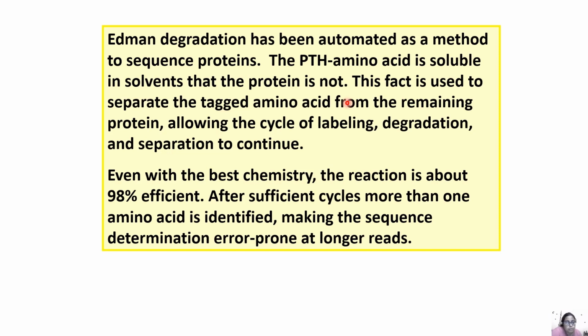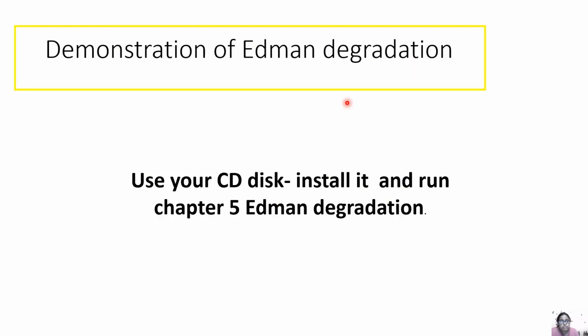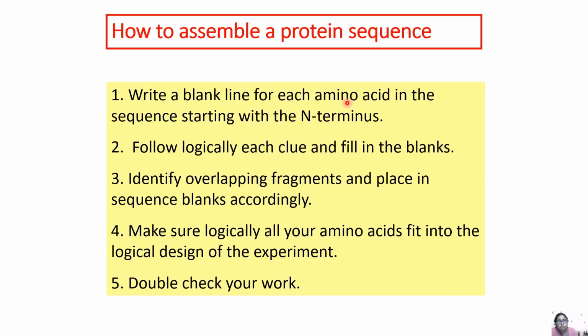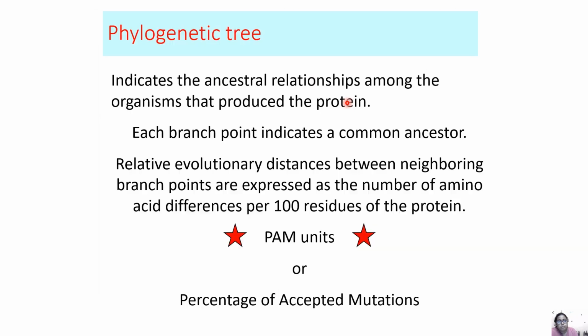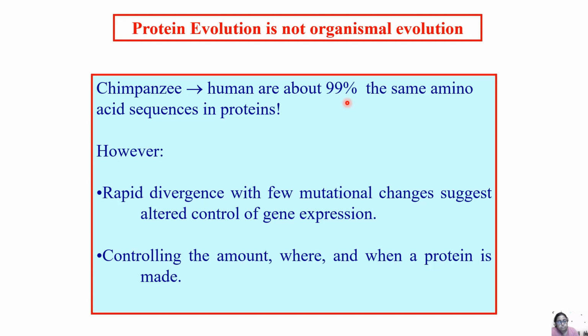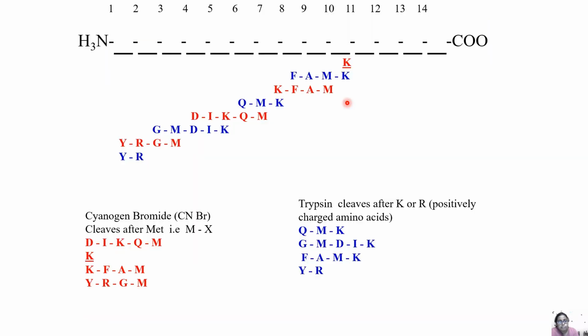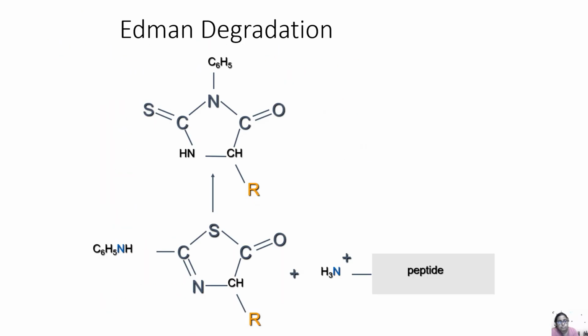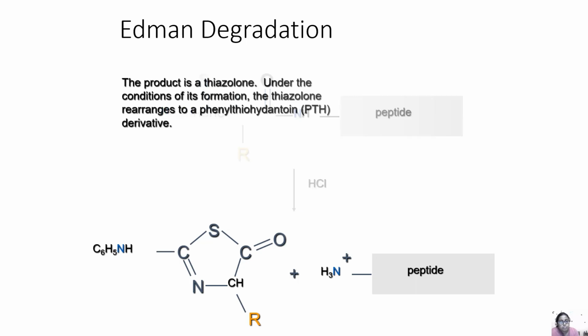After sufficient cycles, more than one amino acid is identified, making the sequence determination error prone at longer reads. So if you go back to our answer, this is the basic of Edman degradation, where the product is a thiazolone. Under the conditions of its formation, the thiazolone will rearrange to a phenylthiohydantoin derivative.